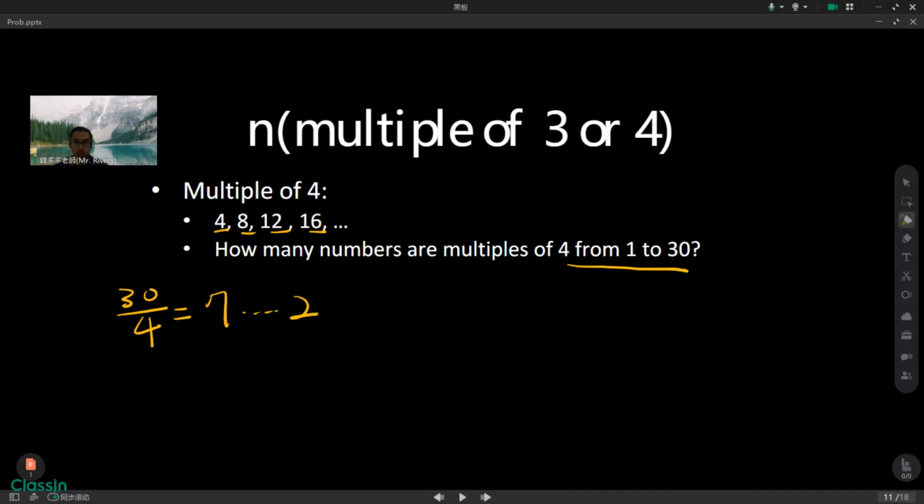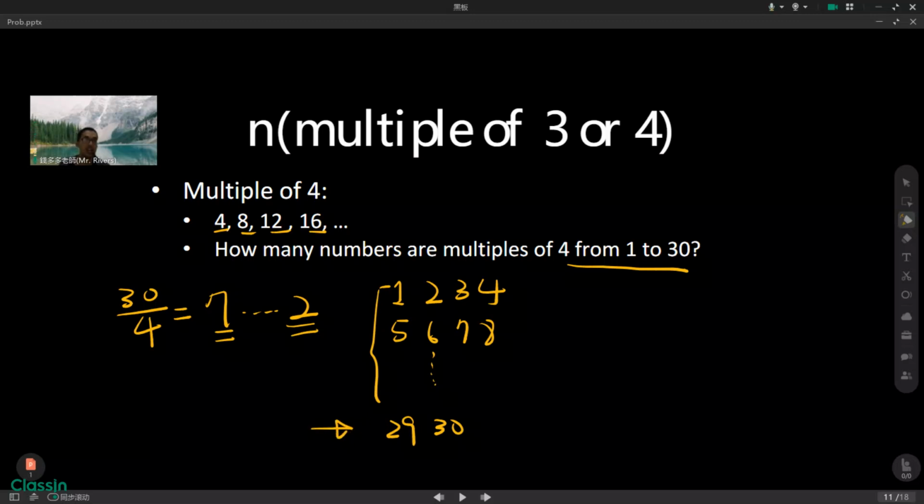remainder is 2. It means that if we group every 4 numbers together, like 1, 2, 3, 4, 5, 6, 7, 8, there will be 7 distinct groups. But what does remainder 2 mean? Can anyone answer me? It means that there will be 2 numbers which cannot be put into one group, because 4 numbers form a group. There are only 2 numbers, so they will be left over.